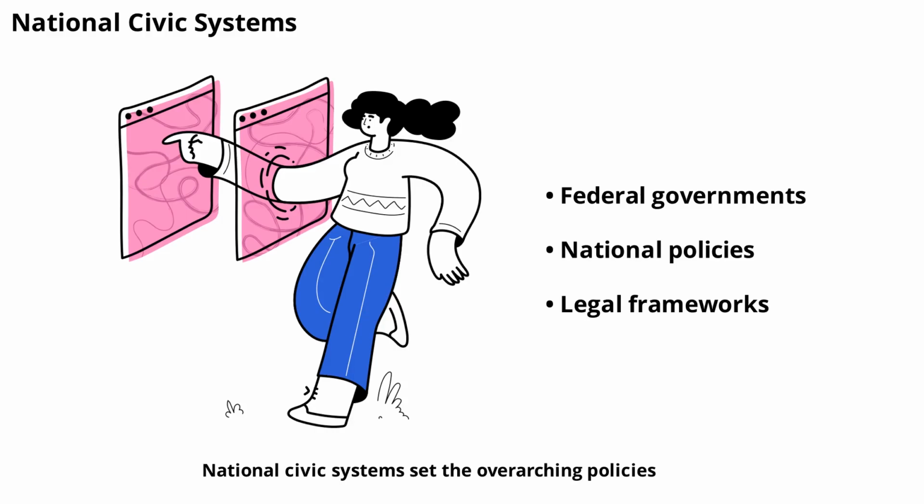National civic systems set the overarching policies and laws that guide an entire country. These systems include federal governments, national legislatures, and Supreme Courts. They are responsible for issues like defense, foreign policy, and national economic regulation. National systems also establish the legal framework within which local and regional governments operate. By participating in national elections and staying informed about federal policies, citizens can influence the direction of their country and ensure that their voices are heard at the highest levels.